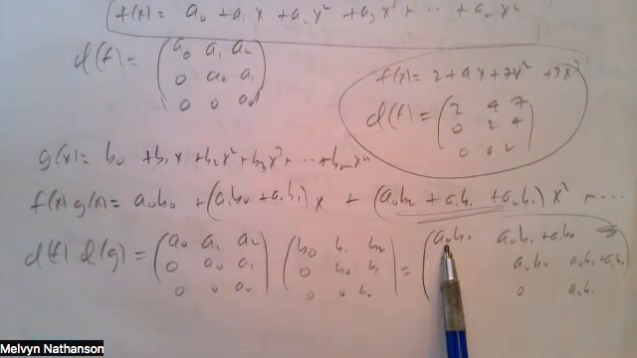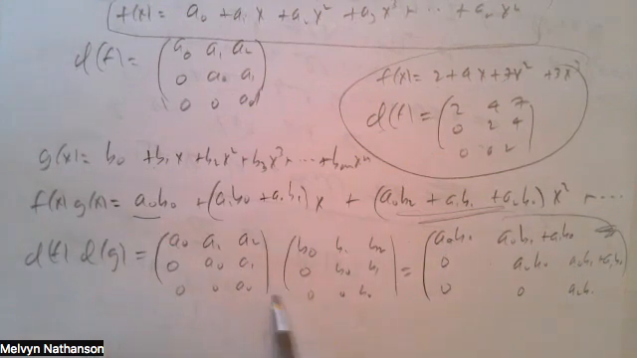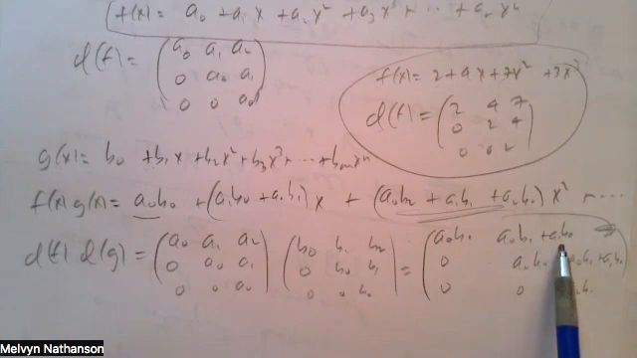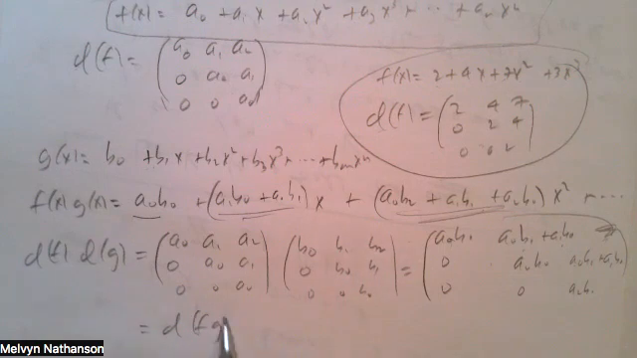And if you notice, A0, B0, that's the first coefficient of FG. A0, B1 plus A1, B0, that's the second coefficient of FG. And this is the third coefficient. So this is exactly phi of F times G.